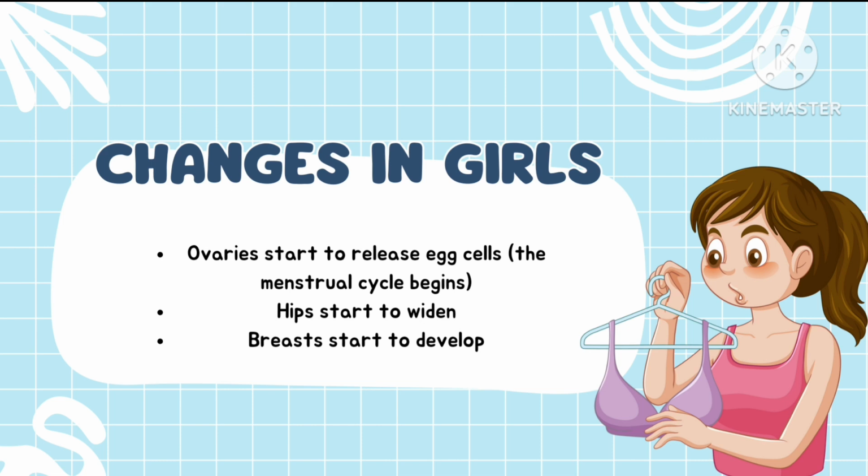Hips start to widen. Breasts start to develop. These changes are observed in girls.